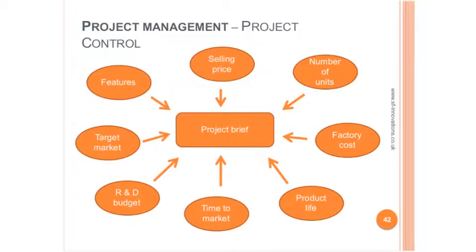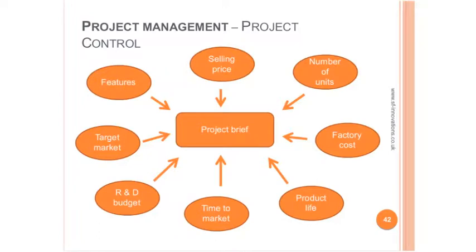So the features that the product is going to have, what the target market is, what sort of budget we have for R&D, selling price, how many units we're going to sell a year. Now, if the marketing department part of your brain says we're going to sell 10 a year, well, surely you wouldn't consider injection molding. If you think you're going to sell 10,000 a year, then obviously you need to make sure that the budget is right for injection molding.